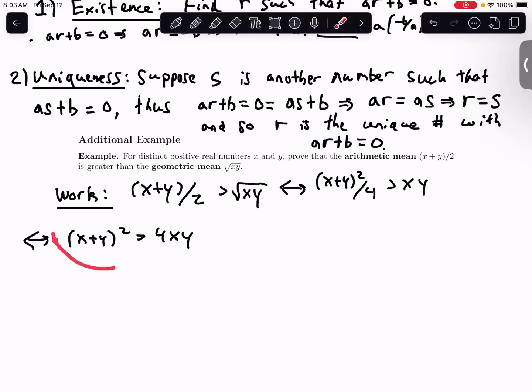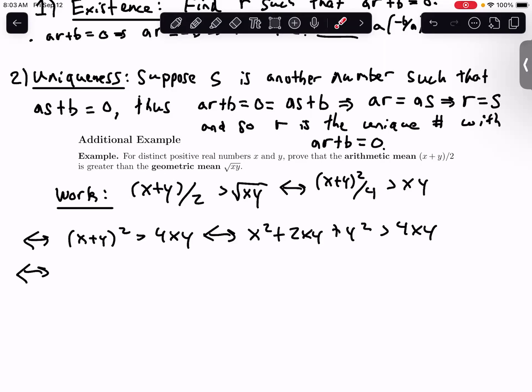And there isn't much we can do with just (x plus y) squared as it is, so it's a good idea to expand things, so that we can make things easier to visualize or see. If you factor this or FOIL this out, this is going to be x squared plus 2 times x times y plus y squared is greater than 4 times x times y. And we just keep on going. We're going to keep on doing more and more algebra.